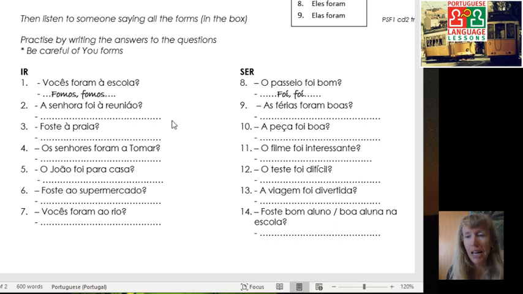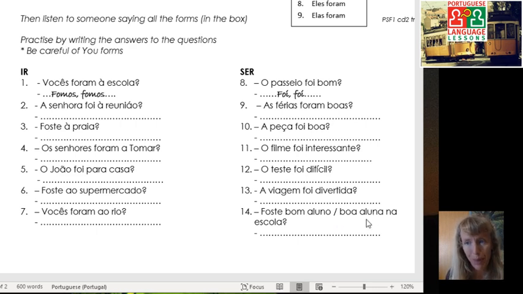And now when it means ser, o passeio foi bom? Foi. As férias foram boas? Foram. A peça foi boa? Foi. O filme foi interessante? Foi. O teste foi difícil? Foi. A viagem foi divertida? Foi. Foste bom aluno ou boa aluna na escola?